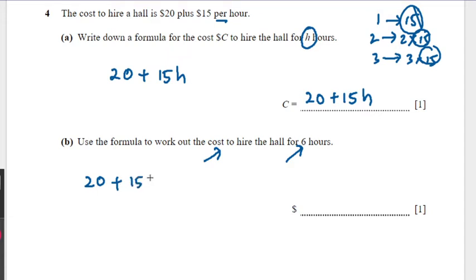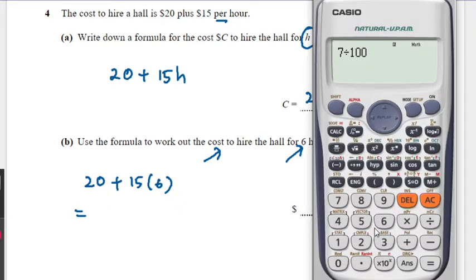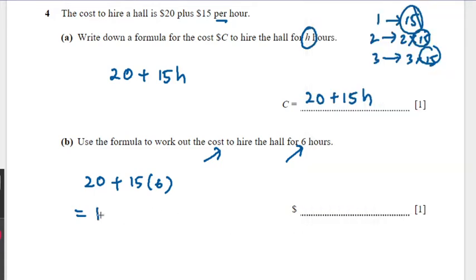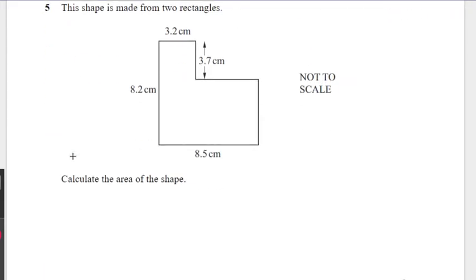We pay $20, and on top of that every hour we pay $15. So 15 times 6. This one we can just press the calculator: 20 plus 15 times 6. Am I right? That will give you $110. Free 1 mark for you. Move on to question number 5.